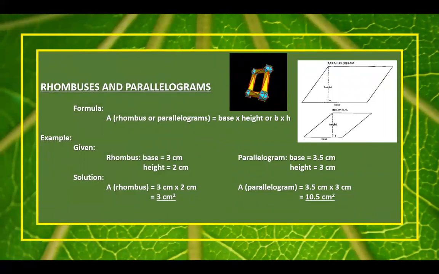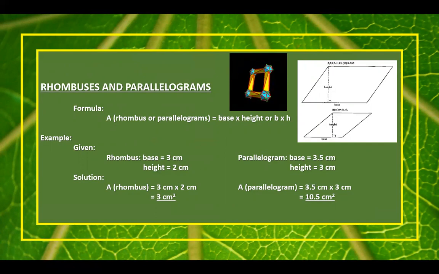Next, we have the rhombuses and the parallelograms. So for the rhombus and parallelograms, our formula is area of rhombus or parallelograms is equal to the base times height, or B times H. So for example, our given for the rhombus, we have the base is 3 centimeter, the height is 2 centimeter, and for the parallelograms, the base is 3.5 centimeter and the height is 3 centimeter. So we need to substitute using the formula. So for the rhombus, the area of rhombus is equal to 3 centimeter times 2 centimeter. So our answer now is 3 centimeter squared.